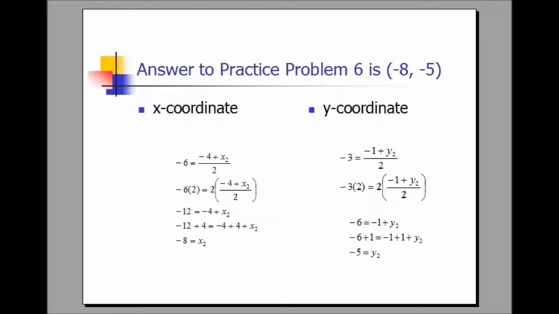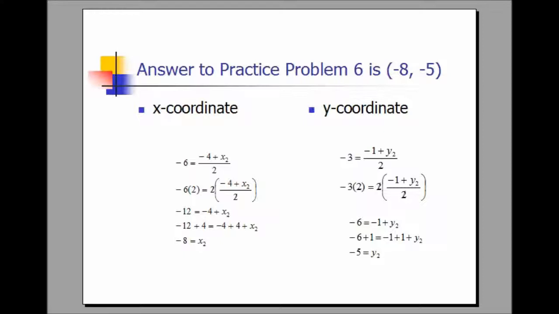The answer to practice problem 6 is (-8, -5). To find the x-coordinate, substitute the values we know into the formula. This gives us -6 equals (-4 plus x sub 2) over 2. Multiply both sides by 2. This gives us -12 equals -4 plus x sub 2. Add 4 to both sides, and we get -8 equals x sub 2.